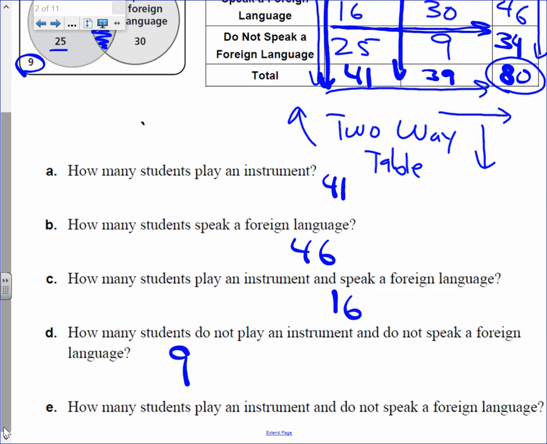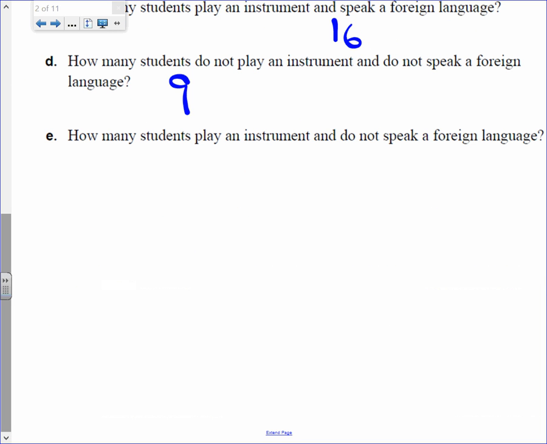And then E, how many students play an instrument and do not speak a foreign language? Let's see, play an instrument and do not speak a foreign language would be 25. Exactly. All right. Now, notice at the bottom of the page, we're going to do a little bit of probabilities. We're only going to do 2 probability examples. Here we go.